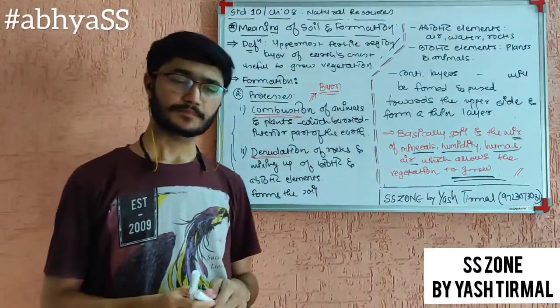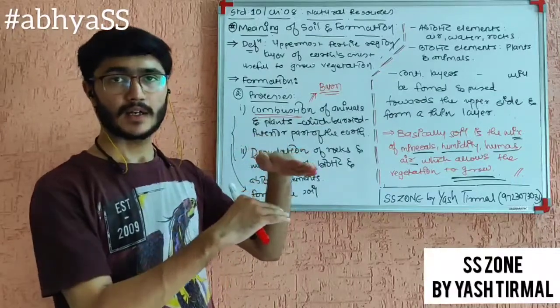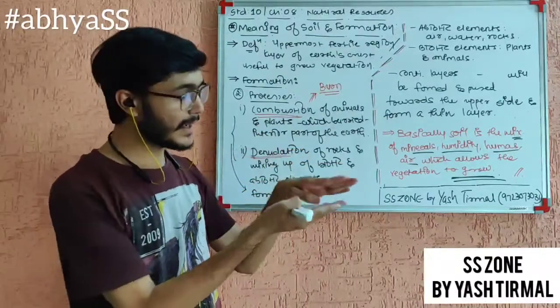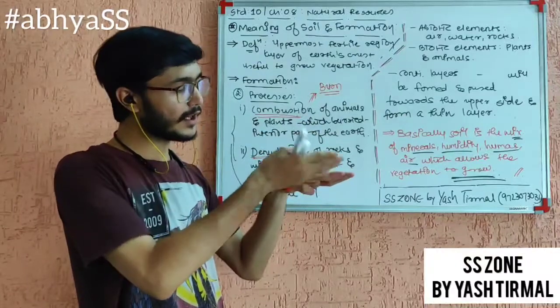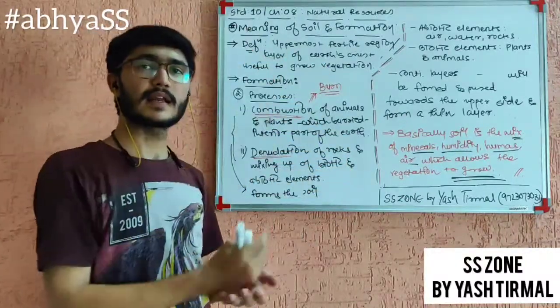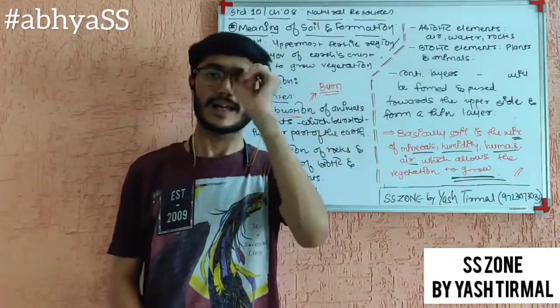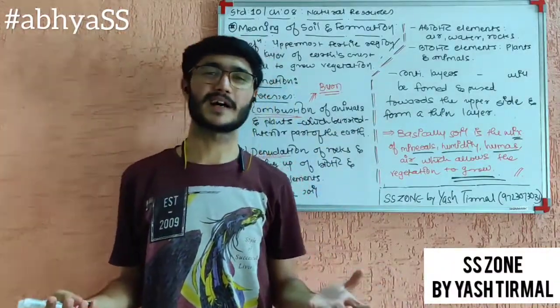The process of the formation of soil starts taking place from the parental rock, and from the parental rock it pushes towards the upper side. At last it comes on the surface of the earth as a thin layer, and that thin layer is our soil.